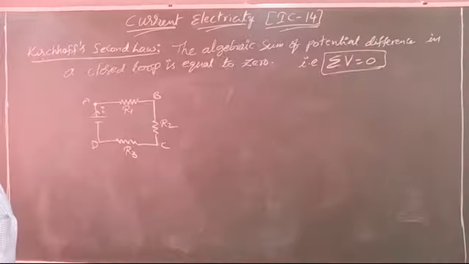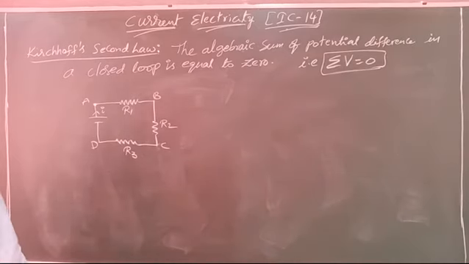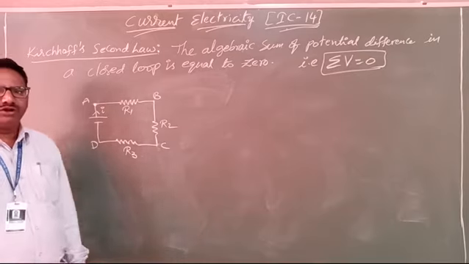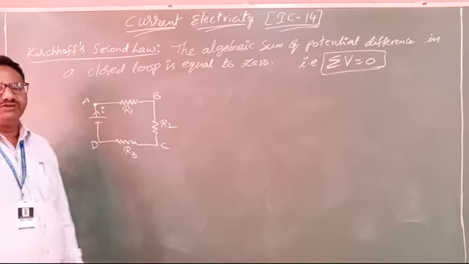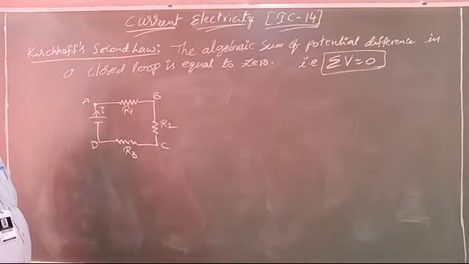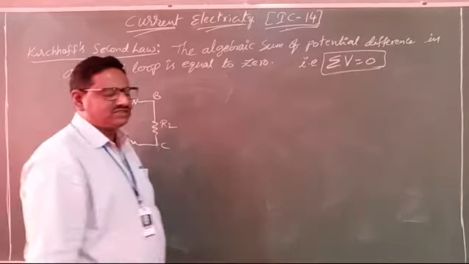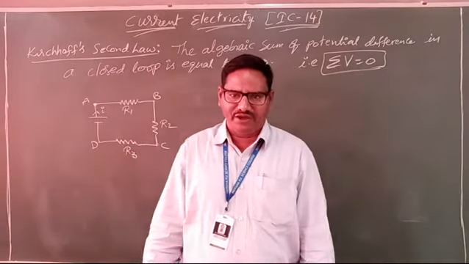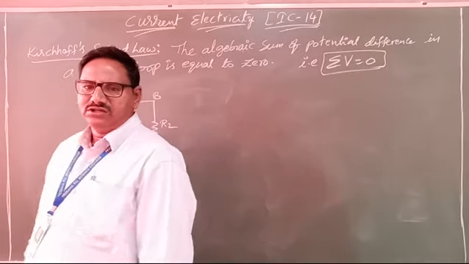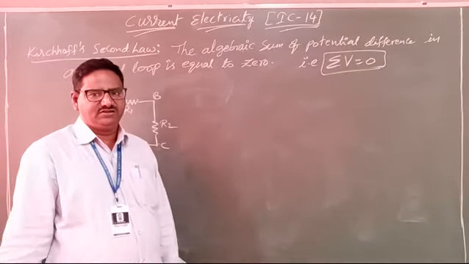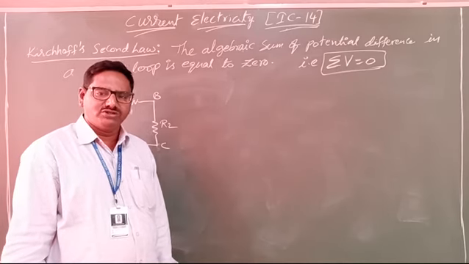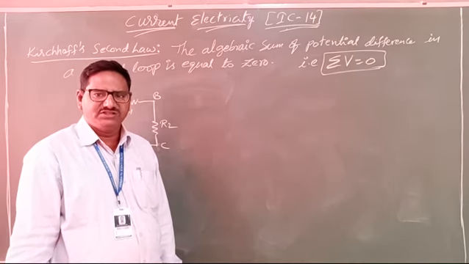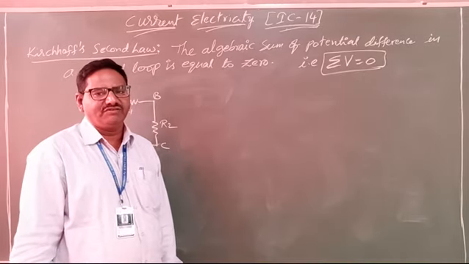Now, the next one is Kirchhoff's second law, or conservation of energy law, also called the loop law or potential law. In Kirchhoff's second law, we must consider one mesh or closed loop. In this closed loop, the algebraic sum of potentials is equal to 0. That is the second law of Kirchhoff.